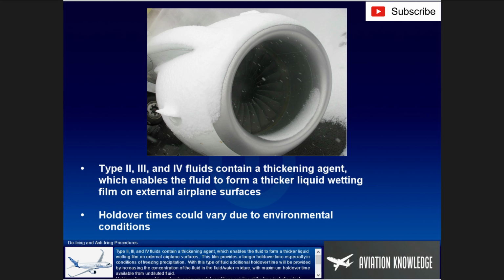Type 2, 3, and 4 fluids contain a thickening agent, which enables the fluid to form a thicker liquid wetting film on external airplane surfaces. This film provides a longer holdover time, especially in conditions of freezing precipitation. With this type of fluid, additional holdover time will be provided by increasing the concentration of the fluid in the fluid-water mixture, with maximum holdover time available from undiluted fluid.